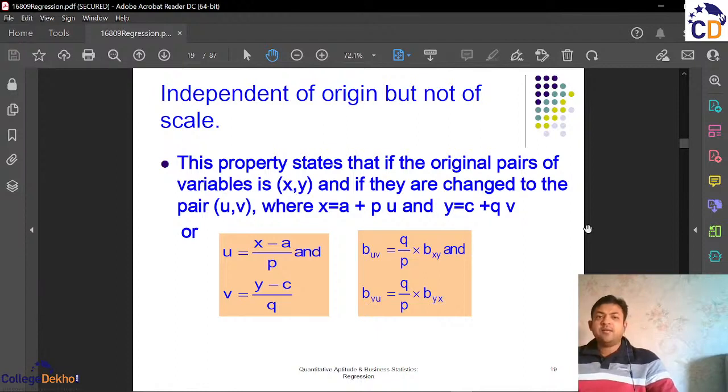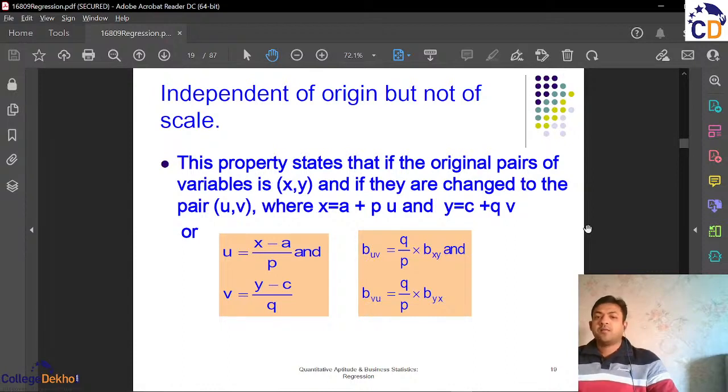As we were discussing earlier, there is an important property which states that the variables x and y may be interchanged into new variables, let's say u and v, and we can find that the coefficients are independent of origin, but they depend upon the scale. Suppose we replace x with u, so we get x is equal to a plus pu, solving which we get u is equal to (x minus a) over p. Similarly, v will be equal to (y minus c) over q.